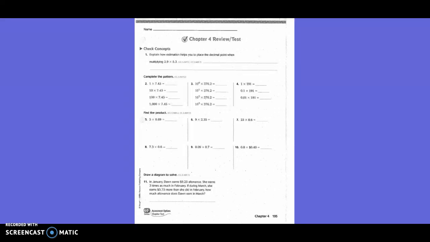5th grade chapter 4 review. Explain how estimation helps you place the decimal point when multiplying 3 and 9 tenths times 5 and 3 tenths.